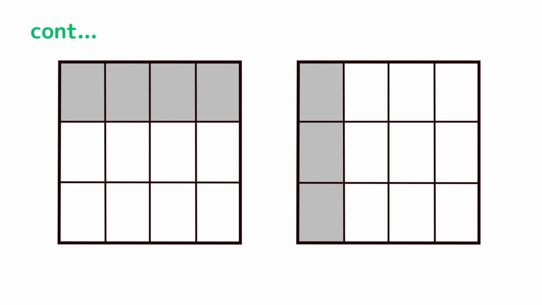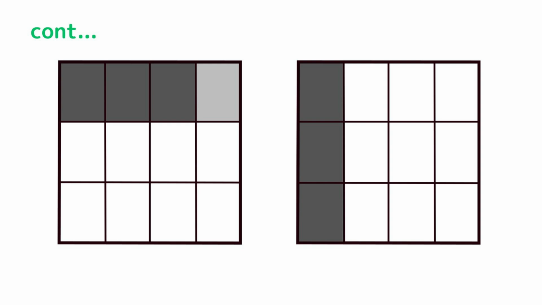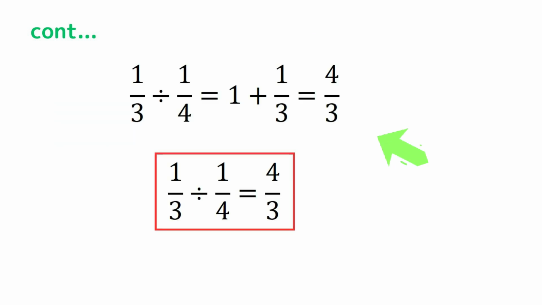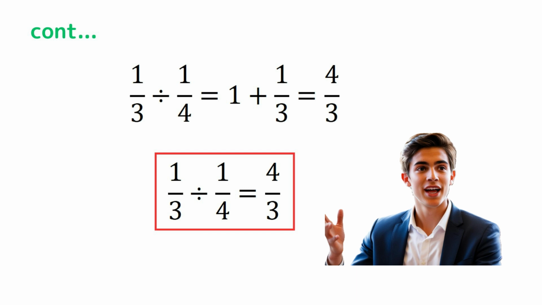The size of the shaded part on the left has become 4 parts. The shaded part on the right has become 3 parts. The shaded part on the left represents the size of one part of the shaded part on the right plus 1/3. Therefore, we conclude that 1/3 divided by 1/4 equals 1 plus 1/3. That is 4/3. This is the answer. Therefore, 1/3 divided by 1/4 equals 4/3. This is the explanation using a square.